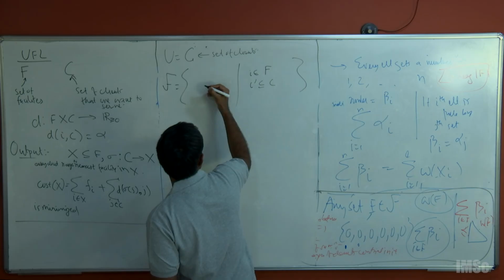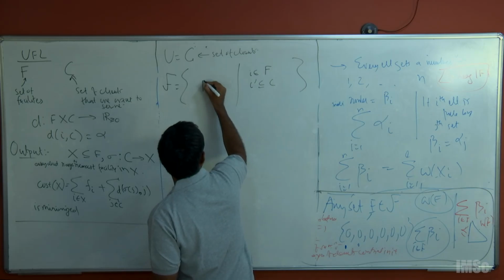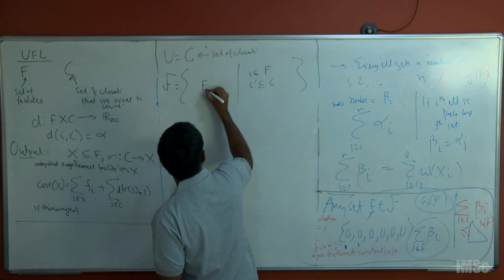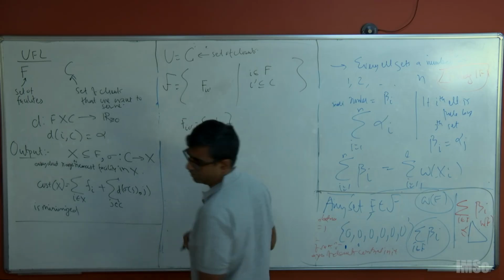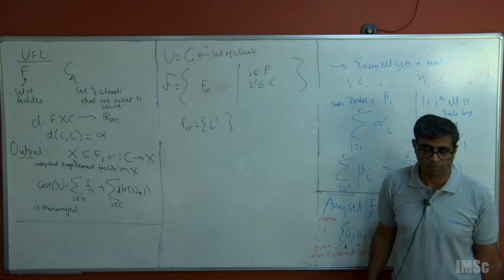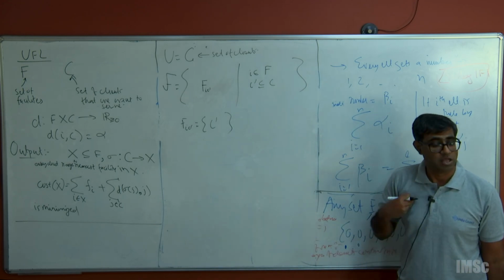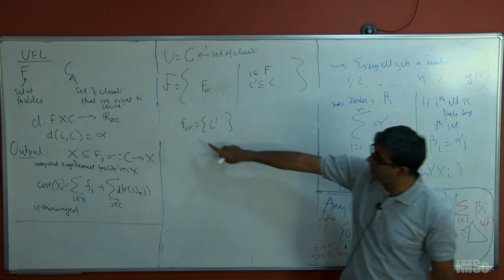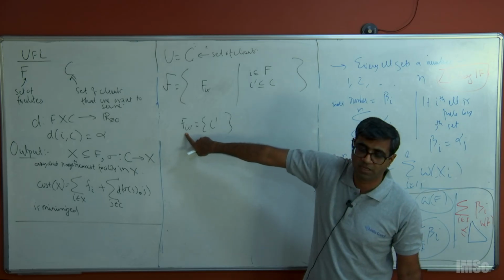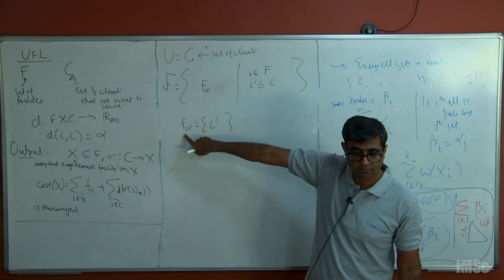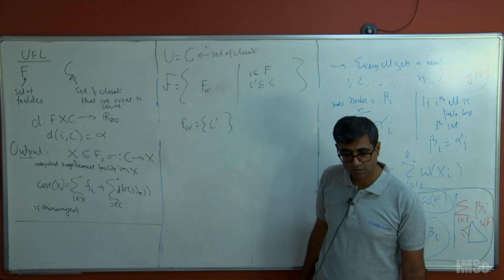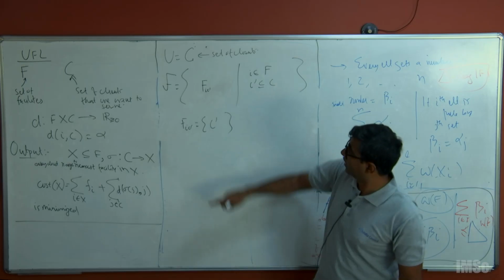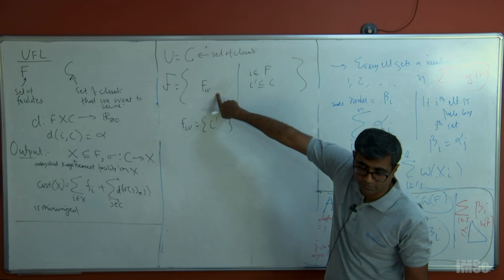Let's call this F_I C prime. And what is F_I C prime? It is nothing but the set of elements in C prime. That's it. But I call it by the name F_I C prime just to mean that whenever I pick this set, it is I who will be serving them. You understand?